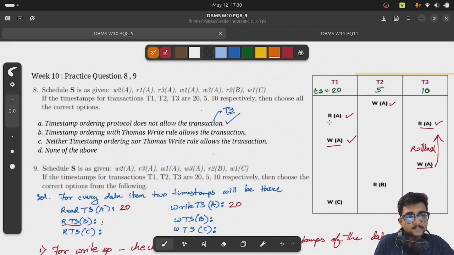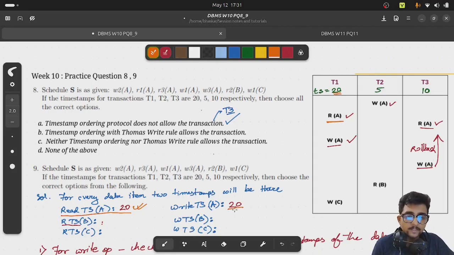But as we can see in this schedule, the read A is there, which is done by timestamp 20 transaction T1, and that's why we can see that RTS is 20 already, and that's why we cannot apply the Thomas Write rule here, because Thomas Write rule will not allow this thing when already someone has read it, right?